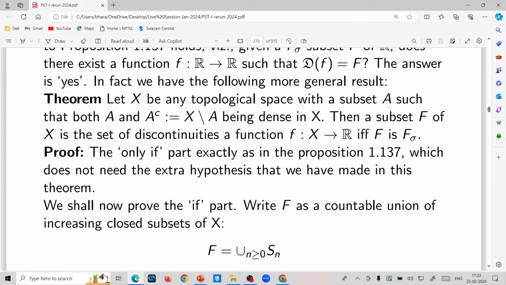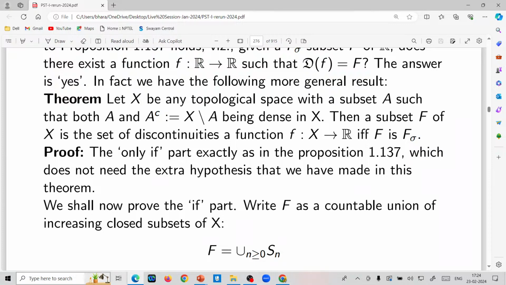F sigma means what? It is a countable union of closed subsets. Once something is a countable union of closed subsets, you can write it as a countable union of increasing closed subsets. So first you write it as A1 union A2 union A3. Then you write B1 equal to A1, B2 equal to A1 union A2, B3 equal to A1 union A2 union A3, Bn equal to A1 union A2 up to An. So like that you can rewrite it as a countable union, but increasing also. Countability includes finiteness also. A finite union is also a countable union. Empty is also countable. So all that is done. Those are easier cases, they are included. You don't have to study them separately.